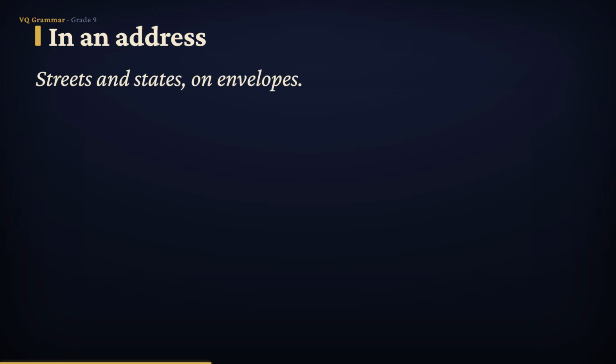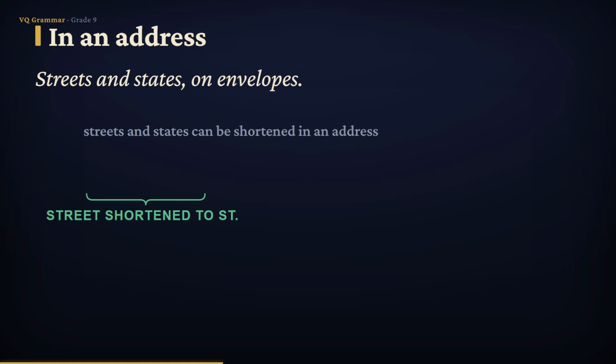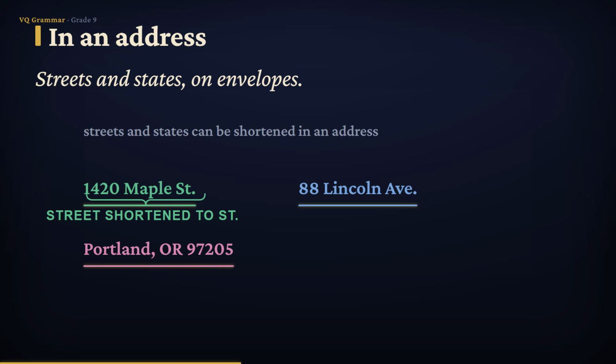Addresses are the place where abbreviations really shine. When you write out a mailing address, words like street, avenue, and boulevard can be shortened. So 1420 Maple Street becomes 1420 Maple St. And 88 Lincoln Avenue becomes 88 Lincoln Ave. States get shortened too, using those two-letter postal codes. Portland, OR, where OR stands for Oregon.